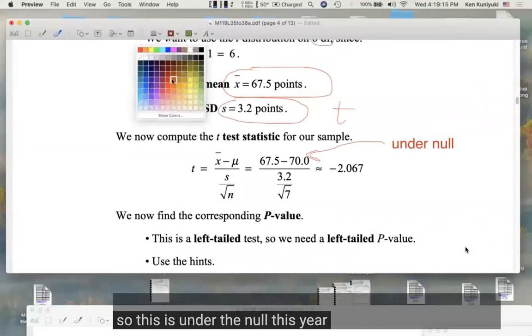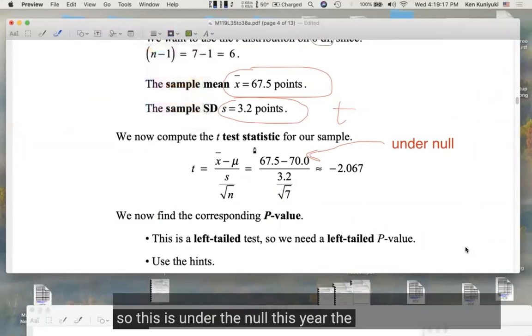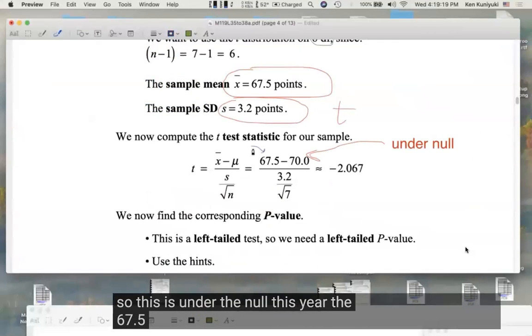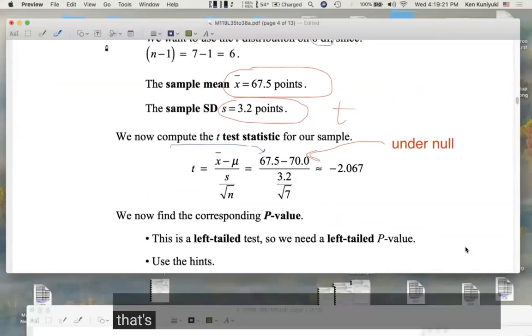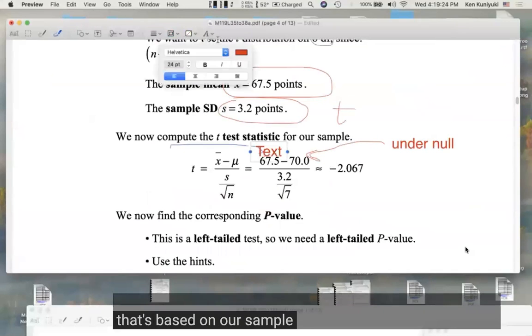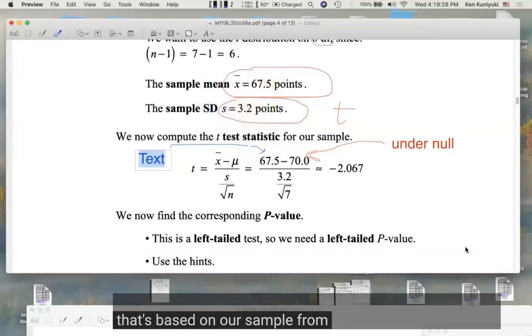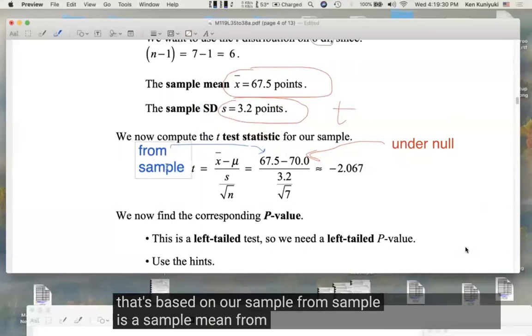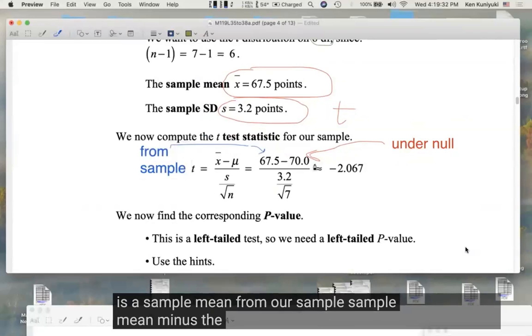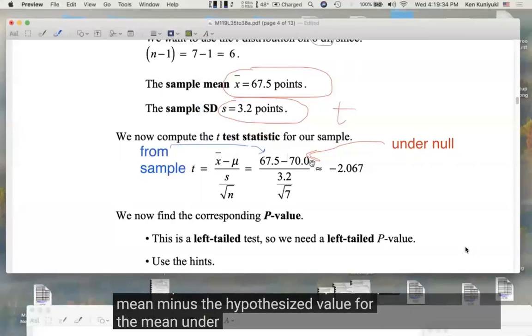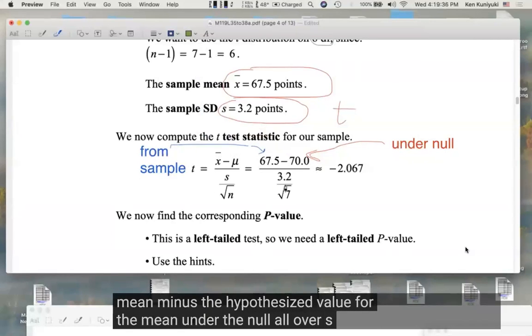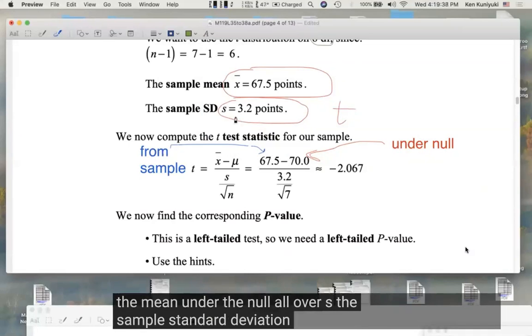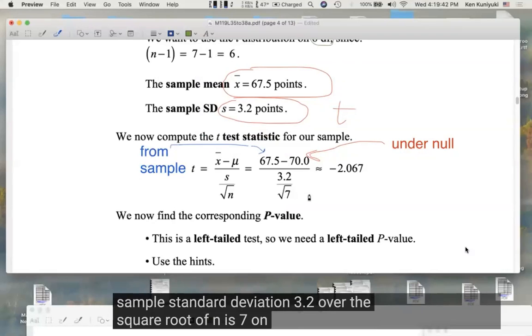This here, the 67.5, that's based on our sample. It's a sample mean from our sample. Sample mean minus the hypothesized value for the mean under the null, all over S, the sample standard deviation, 3.2, over the square root of n, which is 7.